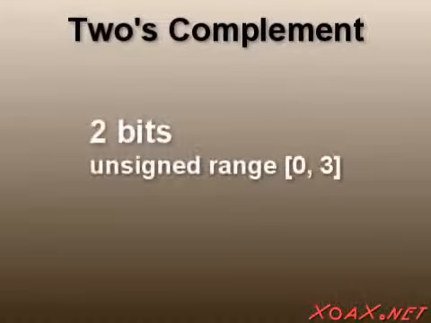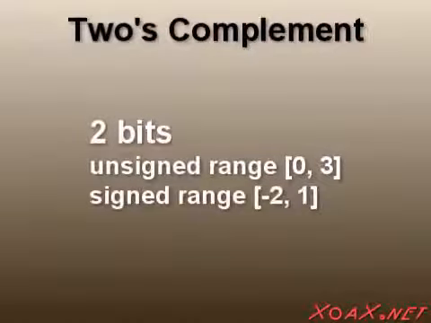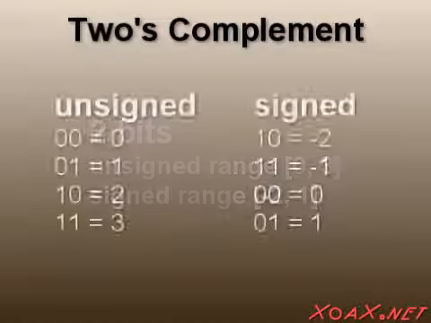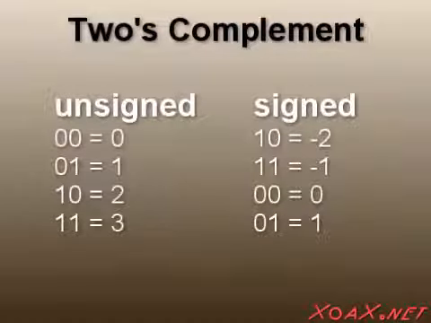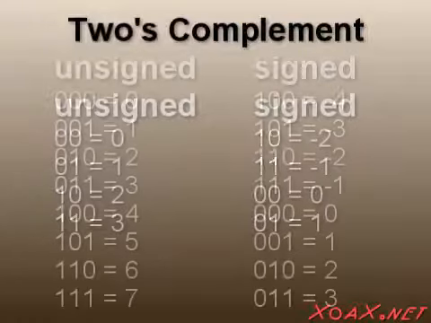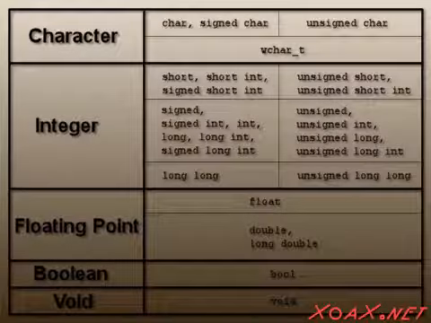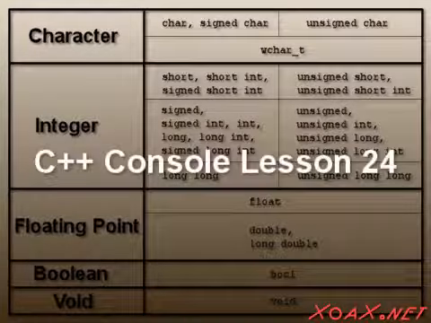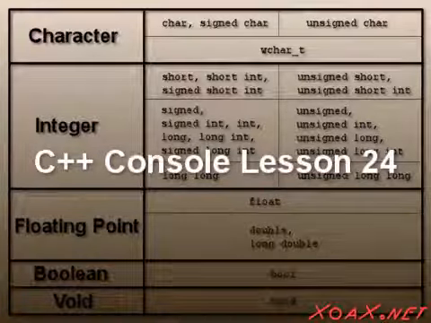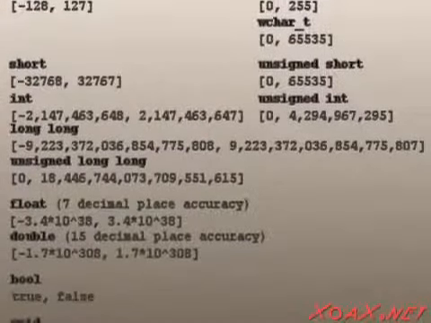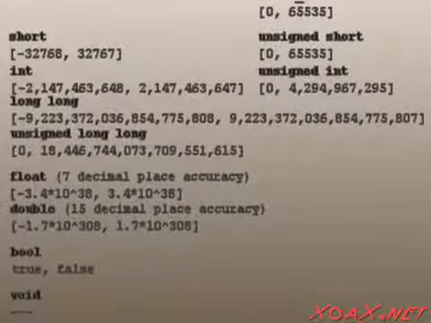We can use 2's complement representations for any number of bits. With 2 bits, we could represent the unsigned numbers 0 through 3, or -2 through 1 in 2's complement. This is the conversion. For further illustration, we can create a table for 3 bits with the ranges 0 through 7 and -4 to 3 for unsigned and signed integers respectively. Integer types come in a variety of different ranges. You can take a look at our C++ console lesson 24 for a list of the fundamental data types and the range of values that they can take on.